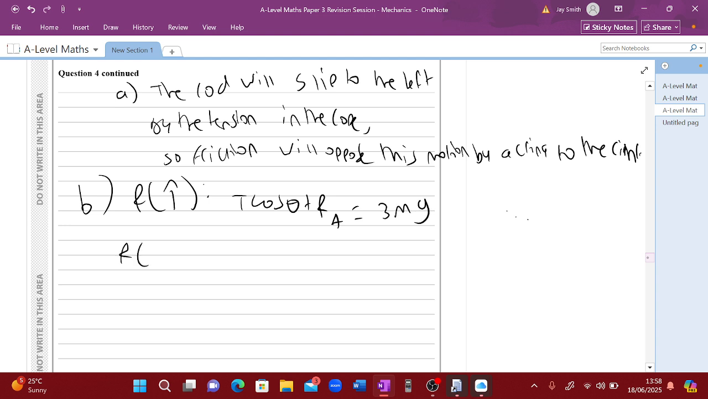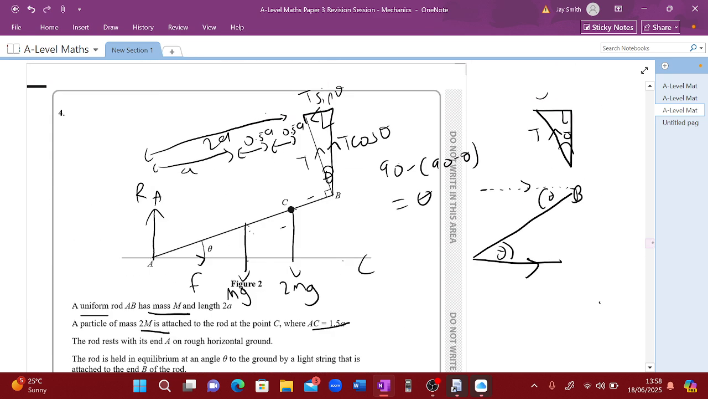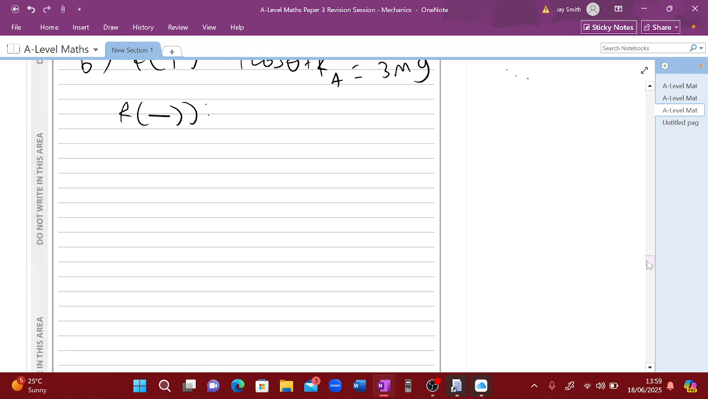Then we're going to resolve to the right. So what's acting to the right? Well, the friction right down here, and then the only other force is the T sin theta here, and they are in opposite directions. So F is going to equal T sin theta.